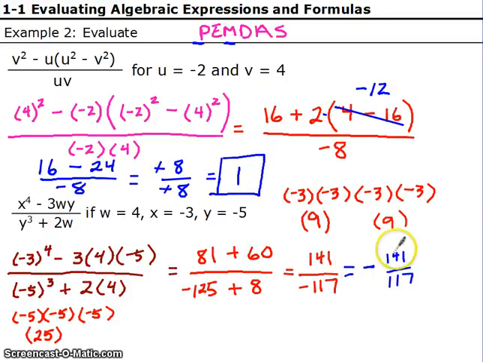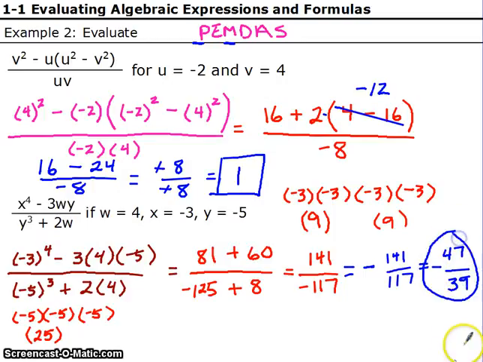So we need to divide these both by 3. 3 goes into 141 47 times. And then 3 goes into 117 39 times. So negative 47 over 39, and that'll be our final answer on this one. Always reduce your fractions. Last one.